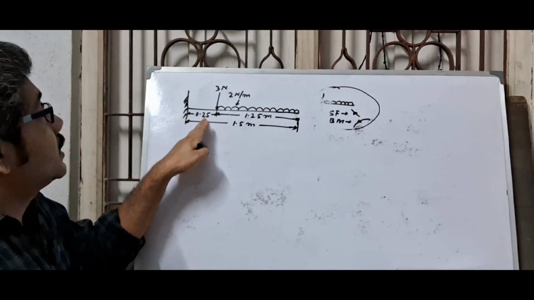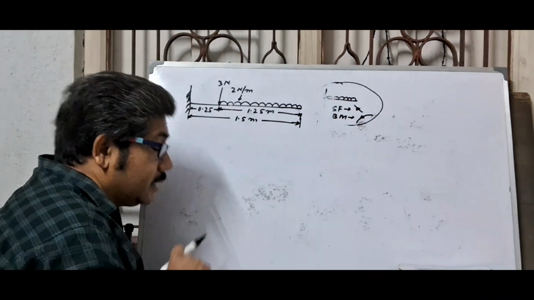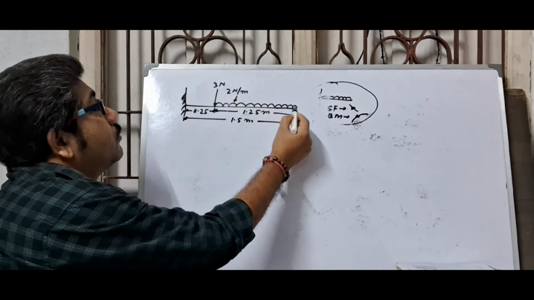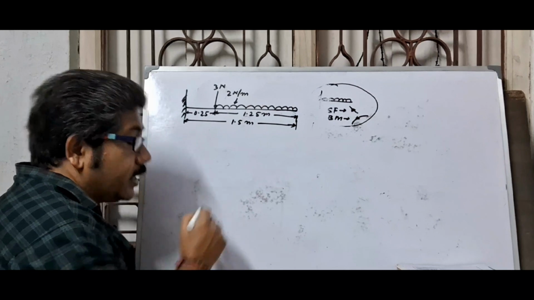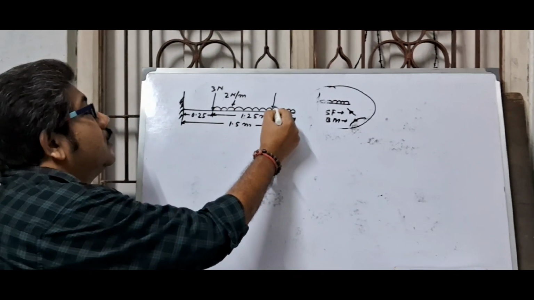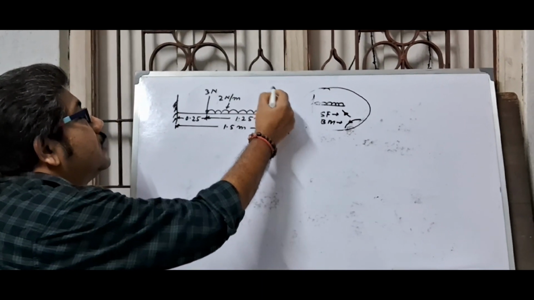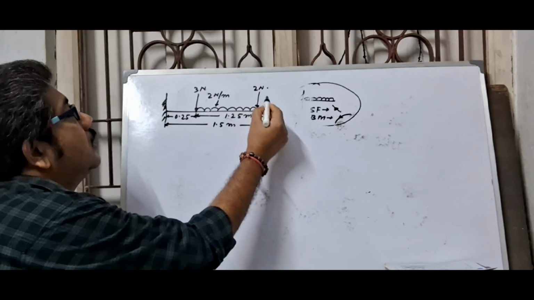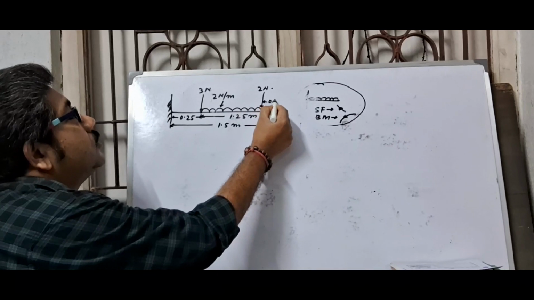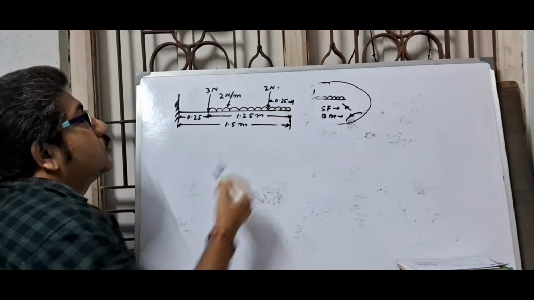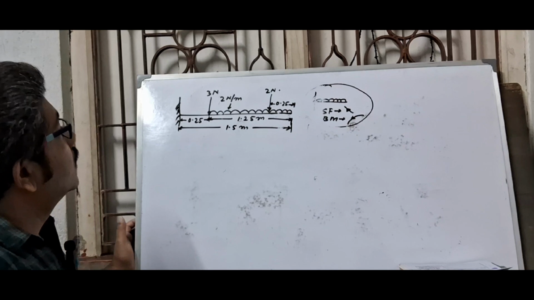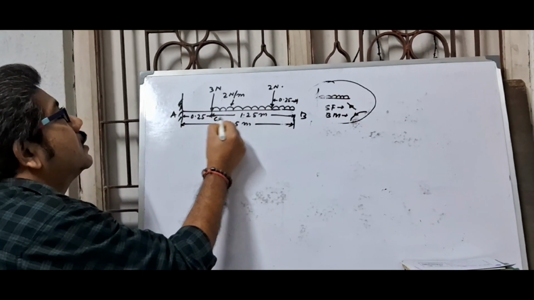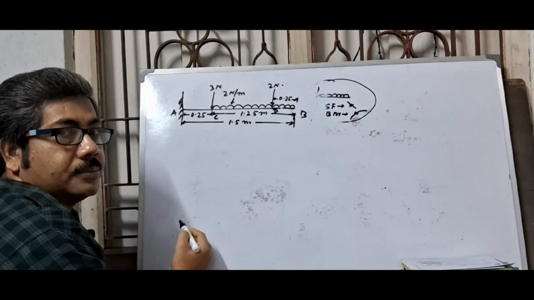From the fixed end, that is 0.25 meter, and another load from the free end 0.25 meter, again here 0.25 meter, this is 2 Newton. This distance is 0.25 also. Now this is B, here C, and this point is D.